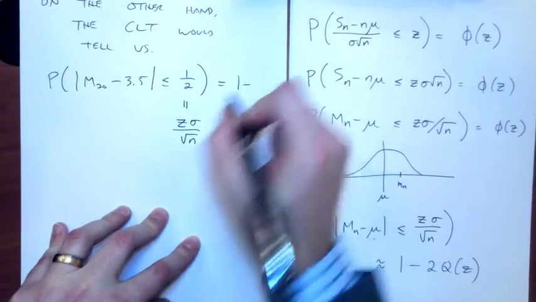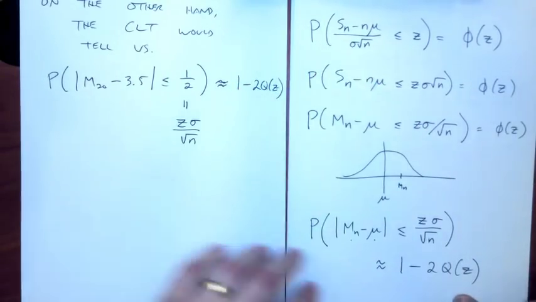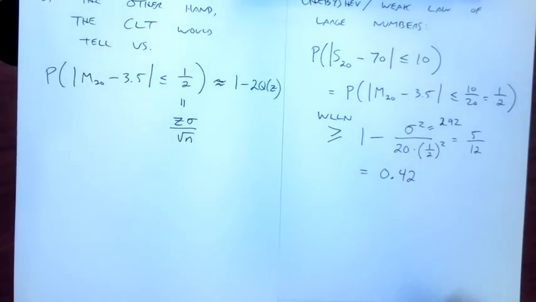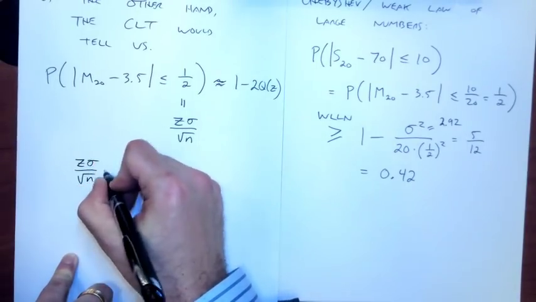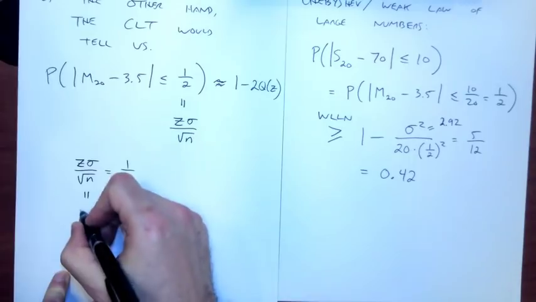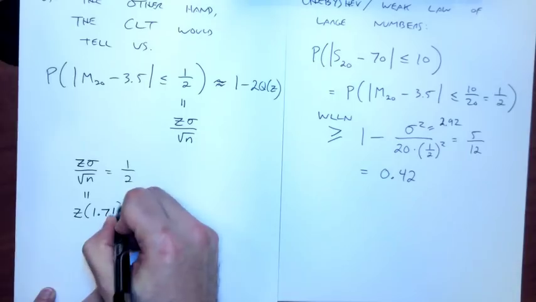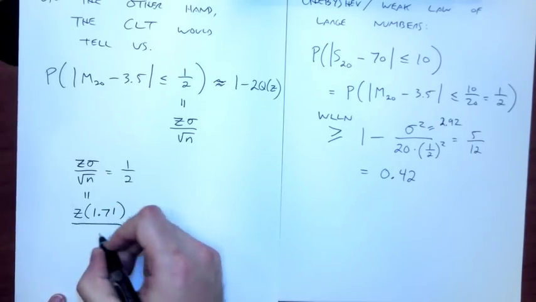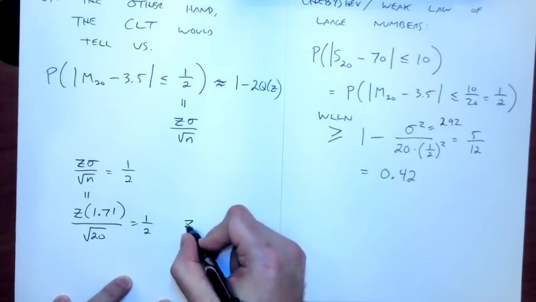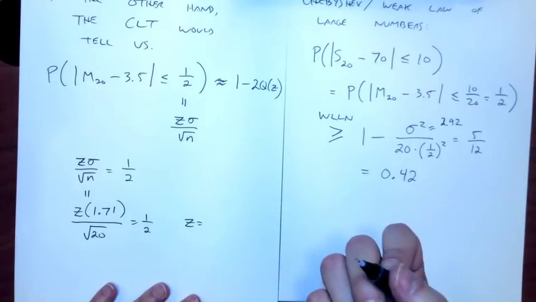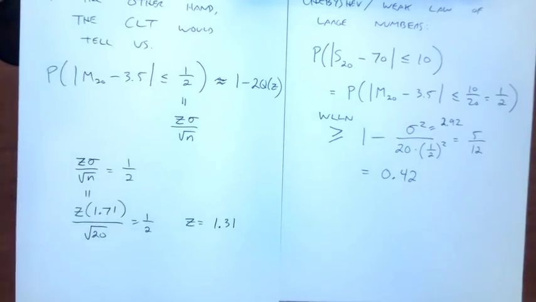So this is going to be 1 minus 2Q of z. So I have to solve for z. So here, this is like saying that z sigma over square root of n has to be equal to a half. This is z, which I don't know, sigma, which I know was 1.71, and then square root of n is square root of 20. So that means that I work this out, I get that z equals 1.31. Okay, again, trust me on this.